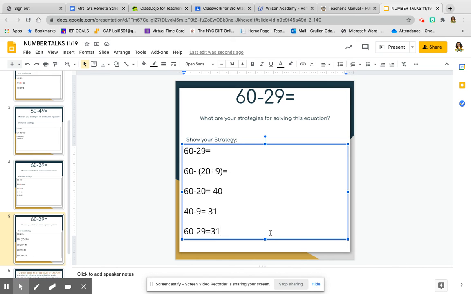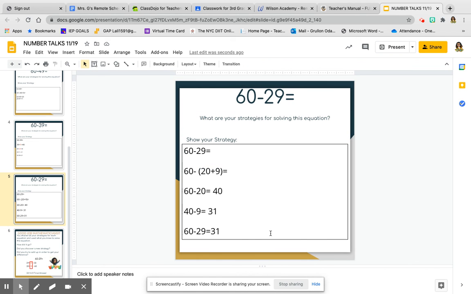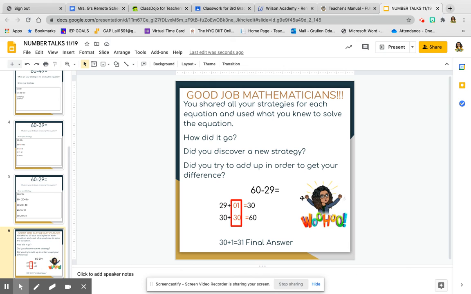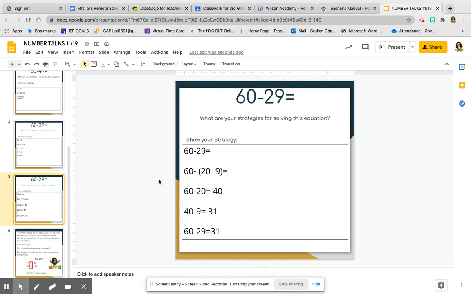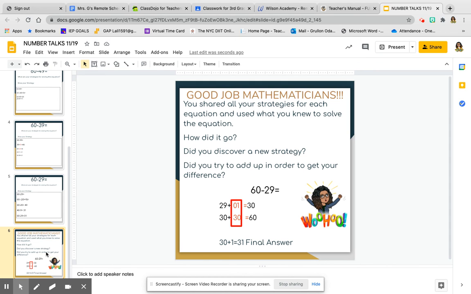Great job, mathematicians. All right, and then this is the final slide. Remember, this is what we are going to turn in. This is a second strategy for this final one that we did. The first one was subtraction in chunks, and this next one is adding up in order to subtract.